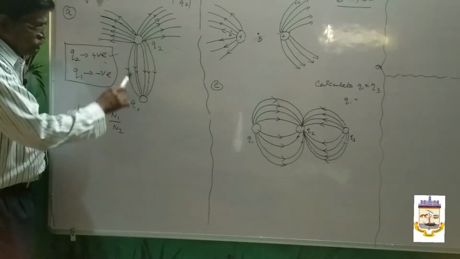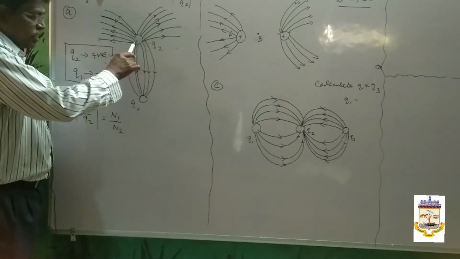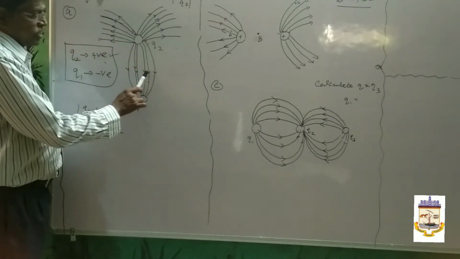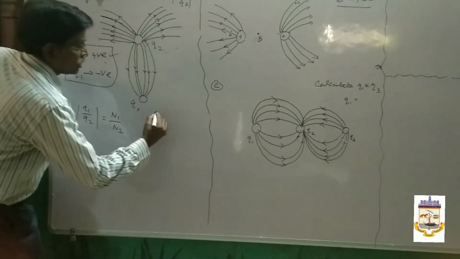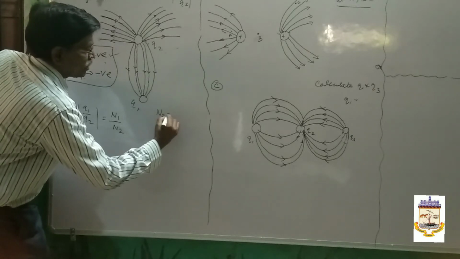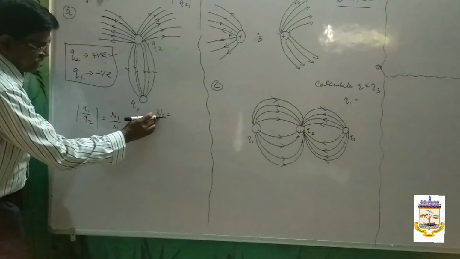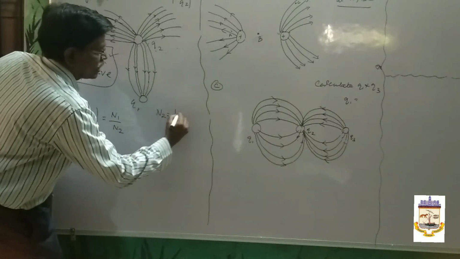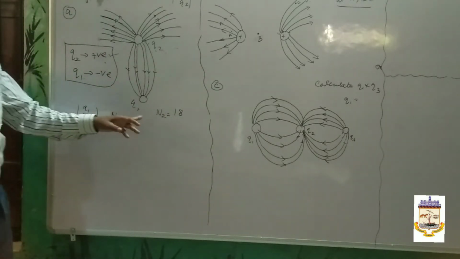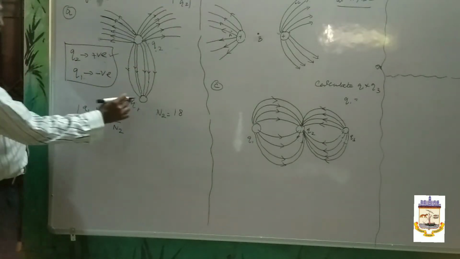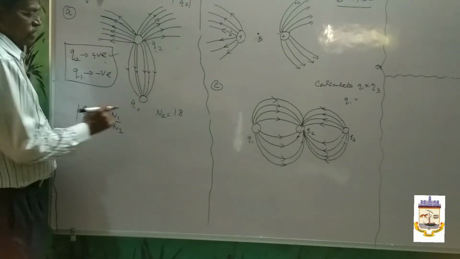As well as, you have to include these lines also, because they are also starting from the charge Q2. So, 13, 14, 15, 16, 17, 18. Now you can say the number of lines, that is N2, for Q2. You should not take it as N1; this N2 is 18. What is N2? The number of lines starting from Q2. Okay. Then next, Q1. How many lines are reaching at Q1?